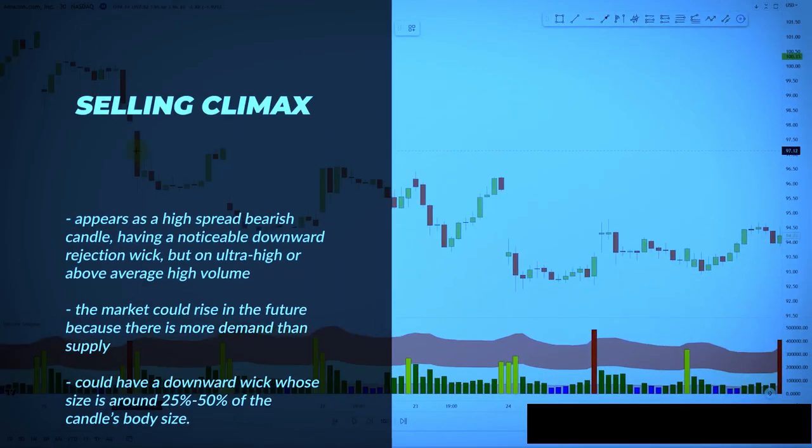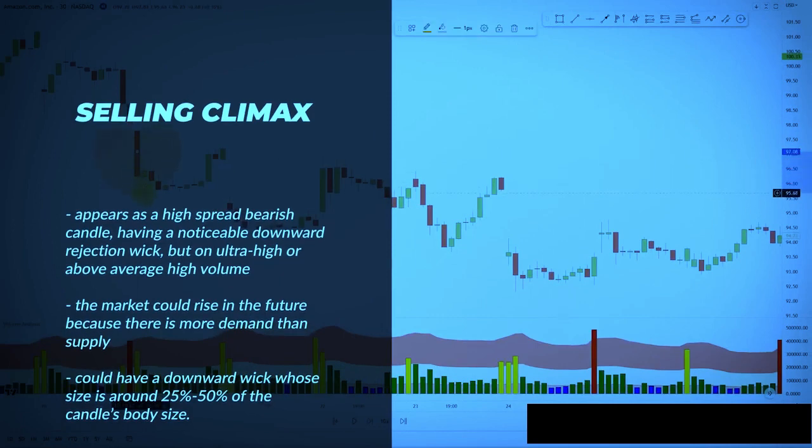Then we have the selling climax. The selling climax appears as a high spread bearish candle, having a noticeable downward rejection wick, but on ultra-high or above average high volume. This signals that the market could rise in the future because there is more demand than supply. The selling climax signal could have a downward wick whose size is around 25 to 50% of the candle's body size.